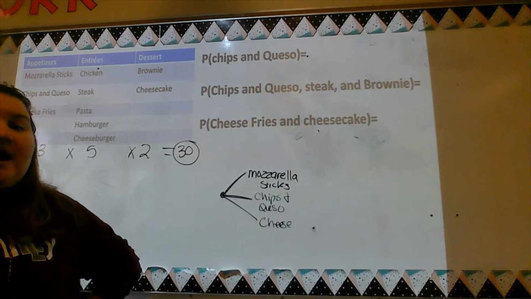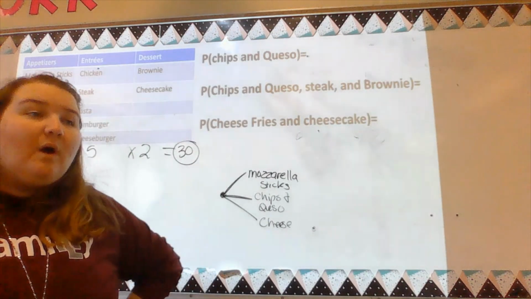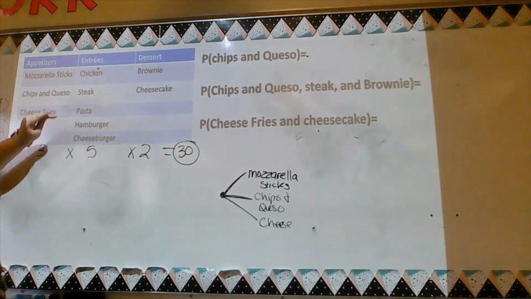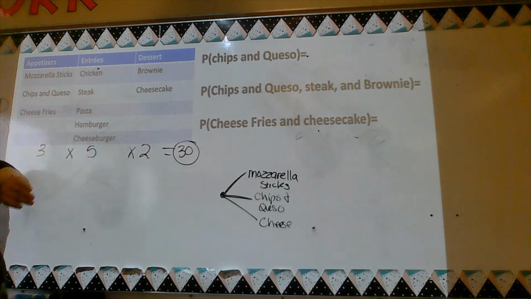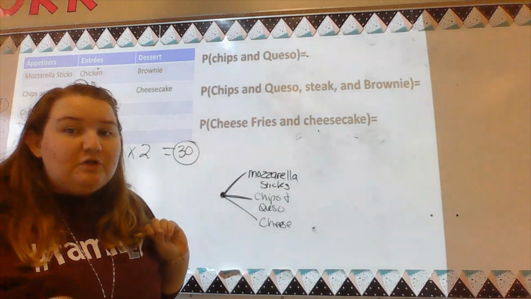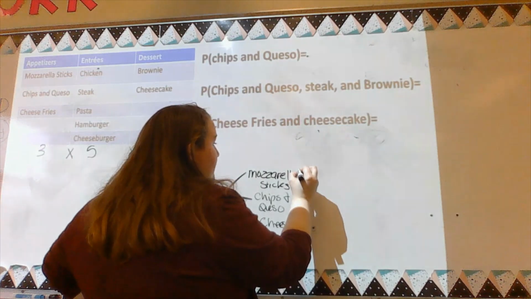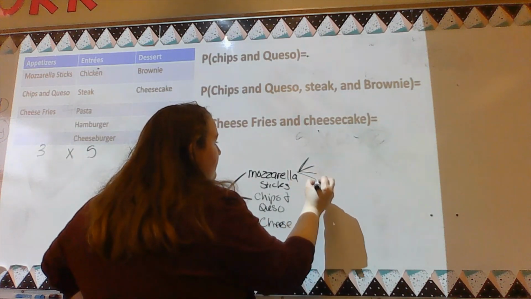Now, after we get your appetizer, then we go to our main course. Now, your main course has 5 options. So that means from each of my branches, I'm going to go to my twigs. So each of my branches gets 5 twigs. 1, 2, 3, 4, 5.